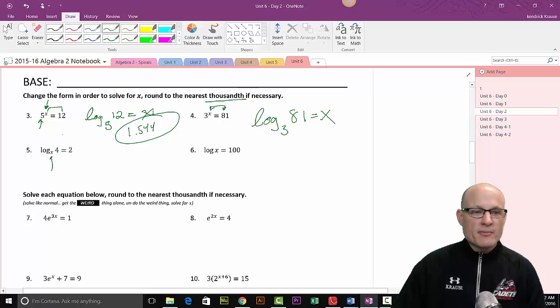So, base. There's my base. It's all about that base.